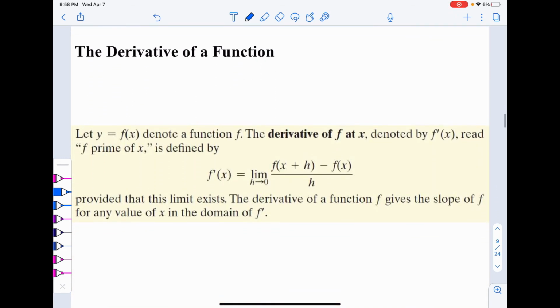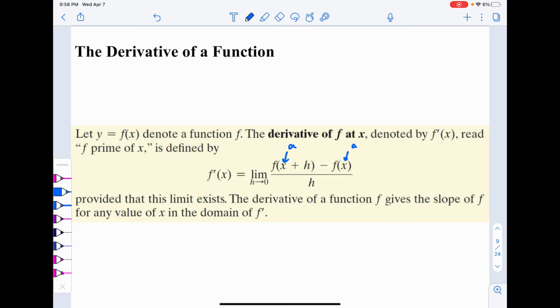So the derivative of a function: let y equal f of x denote a function f. The derivative of f at x, denoted f prime of x, read as f prime of x, is defined by f prime of x equals that same limit function that we've been dealing with: the limit as h approaches 0 of f of x plus h minus f of x, over h. So now instead of using the a, they're just changing it up into x. I don't know why they go back and forth between x and a. They just do. So understand it's the same process.